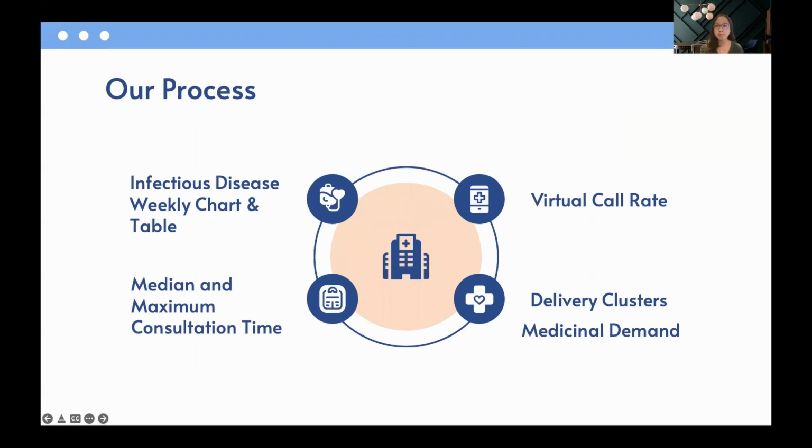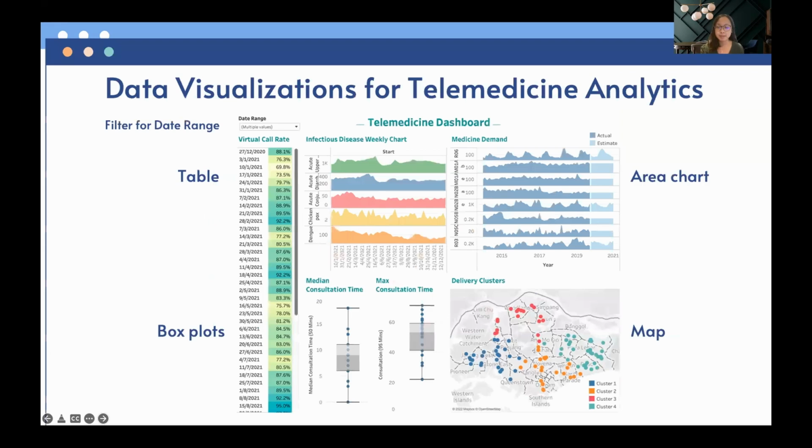A visualization dashboard will be useful in meaningfully understanding day-to-day clinical operations. Our Tableau dashboard presents weekly statistics of infectious diseases, virtual call rate, median and maximum consultation time, and delivery classes, while yearly historical data is reflected for medicinal demand. The above proposed dashboard adopted historical data for the year 2021 in a weekly format as an example to depict the visual. Ideally, the visualization dashboard should include the latest day-to-day data reflecting daily operations.